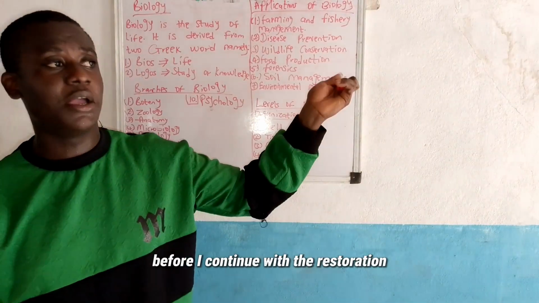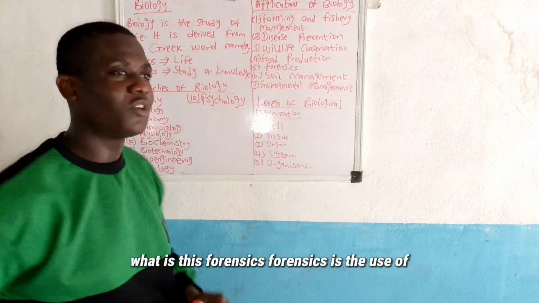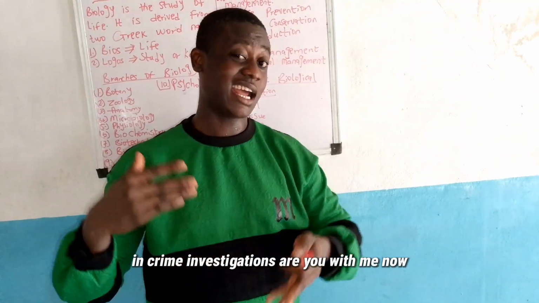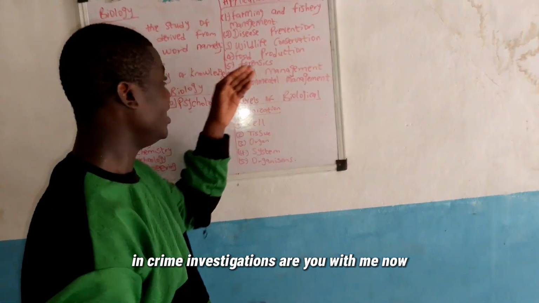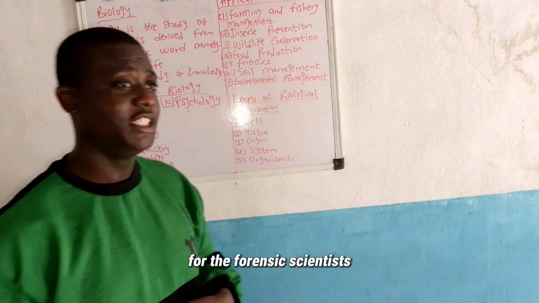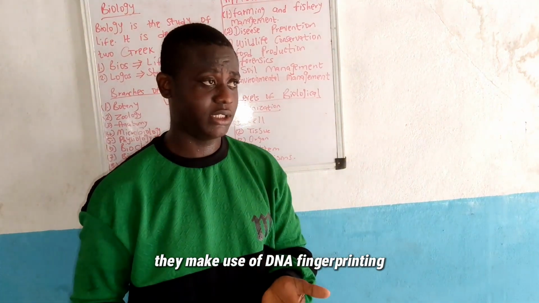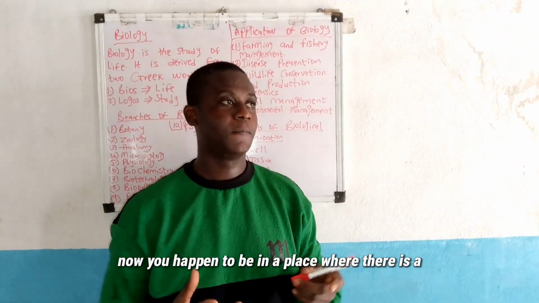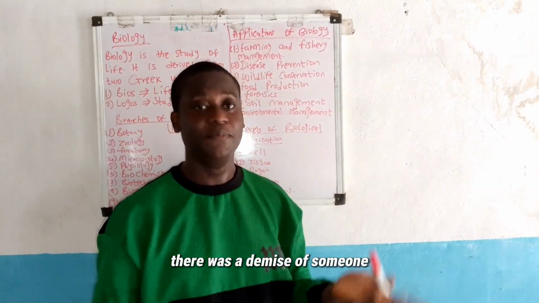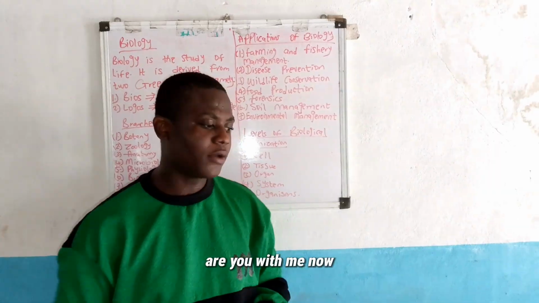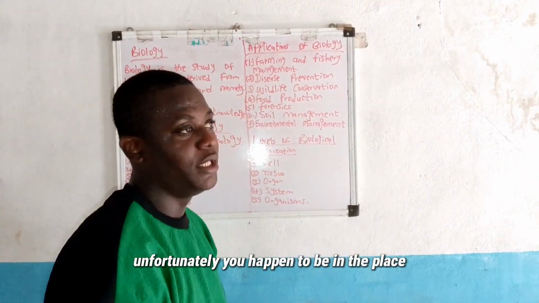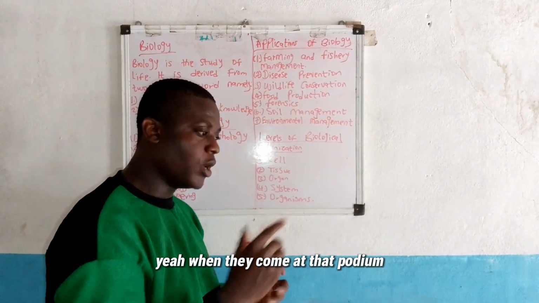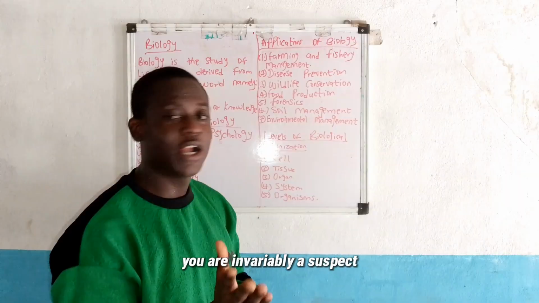First of all, before I continue with the illustration, what is this forensics? Forensics is the use of biological and scientific methods in crime investigations. Are you with me? Now, the forensic scientists make use of DNA fingerprinting. For example, now you happen to be in a place where there was a demise of someone. Are you with me? Now, unfortunately you happen to be in the place and you are not part of what happened there. Now the forensic scientists, when they come to that podium, you are invariably a suspect.